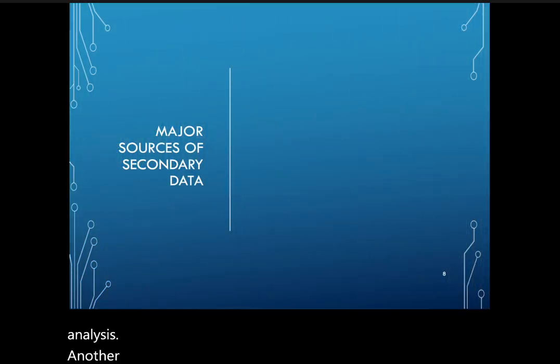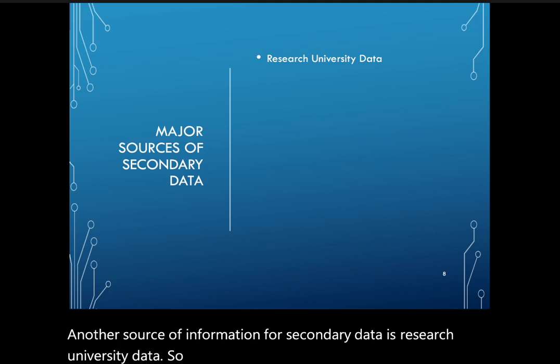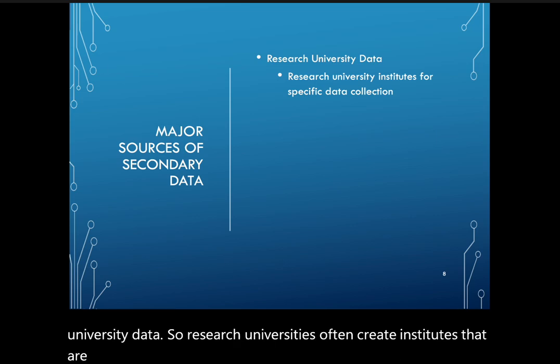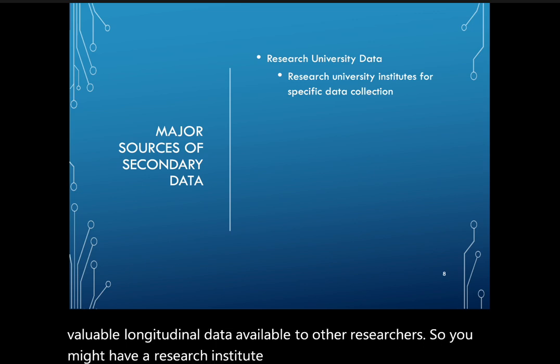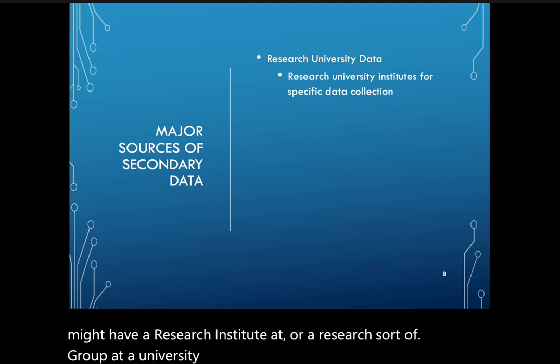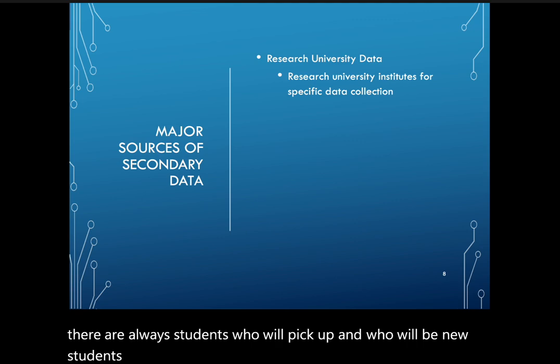Another source of information for secondary data is research university data. Research universities often create institutes that are dedicated to data collection in a specific field that make valuable longitudinal data available to other researchers. So, you might have a research institute or a research group at a university that is dedicated to collecting data on a very specific topic over time. And you do this at a university because there are always new students who can join the project and continue it moving forward.